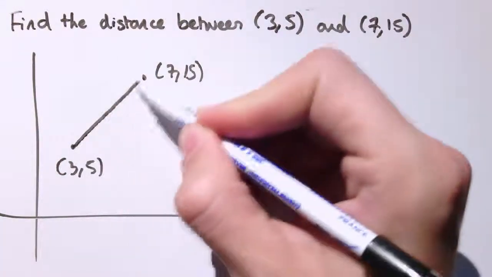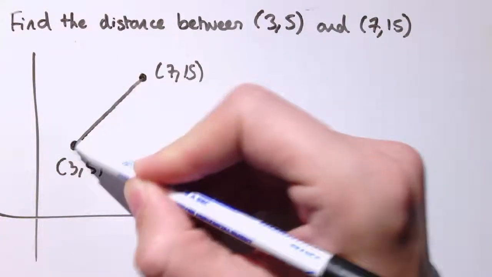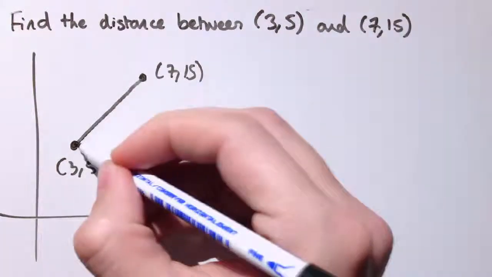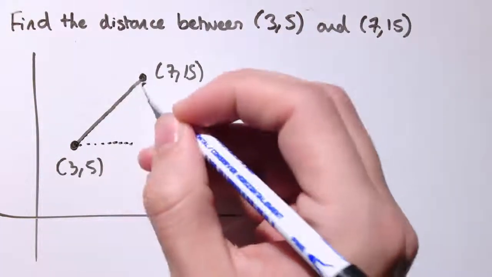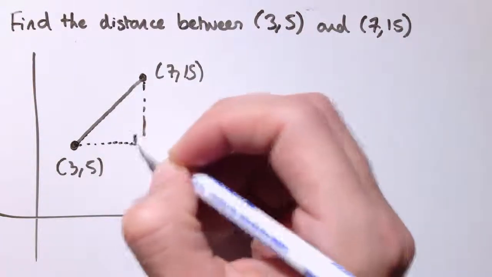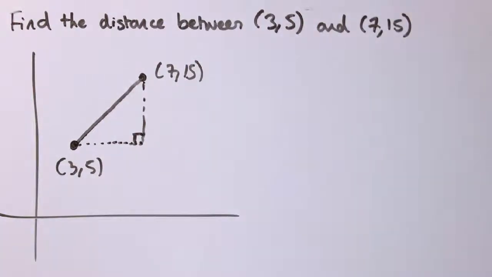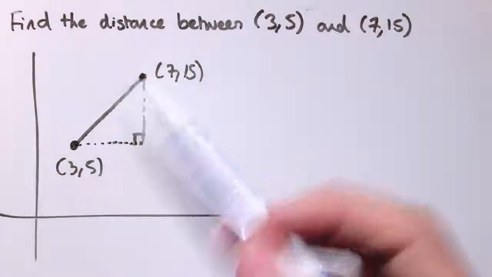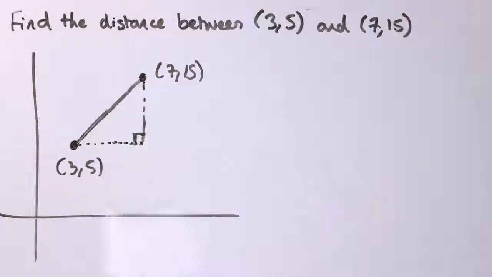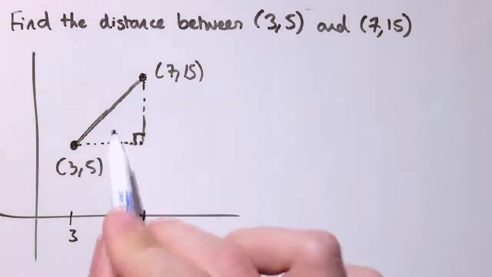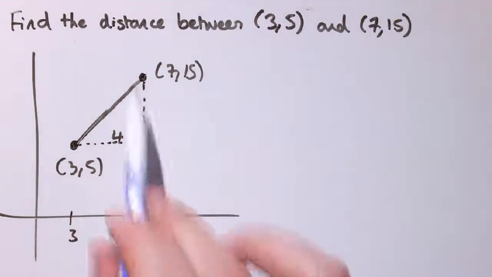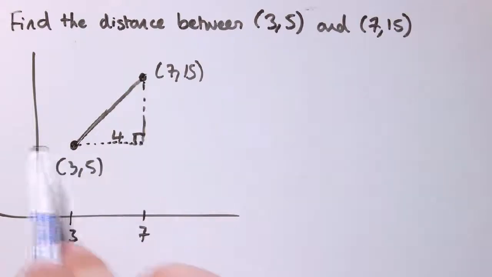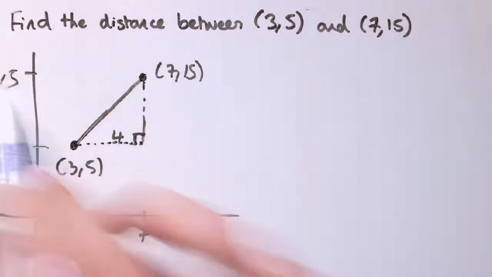It's just an application of Pythagoras' theorem. If I imagine drawing a line between the two points, and then a perfectly horizontal line in the x direction and a perfectly vertical one in the y direction, that gives us this right-angled triangle, and we can use that triangle to work out this distance by Pythagoras. So the x distance goes from 3 to 7, so that's 4 units, and in the y direction it goes from 5 to 15, so that's 10 units.